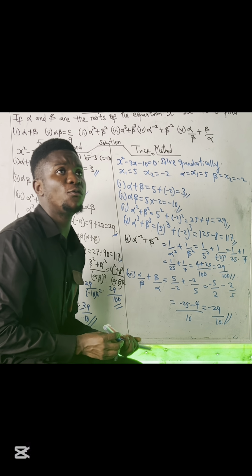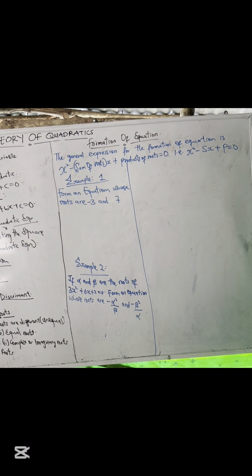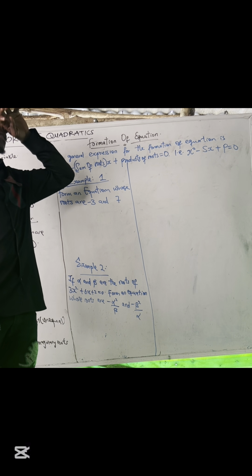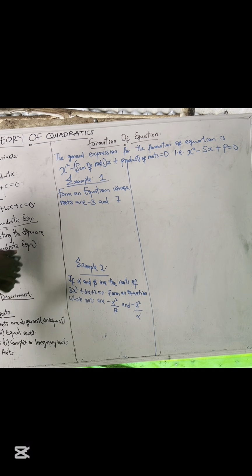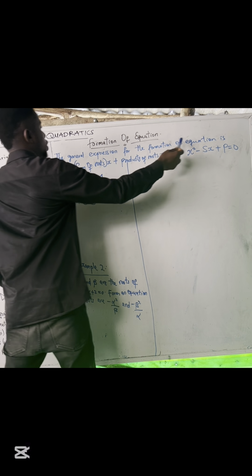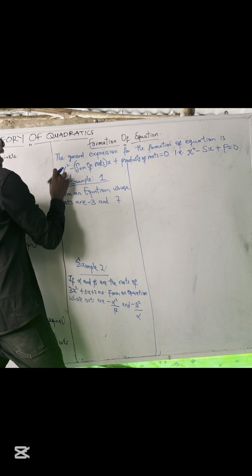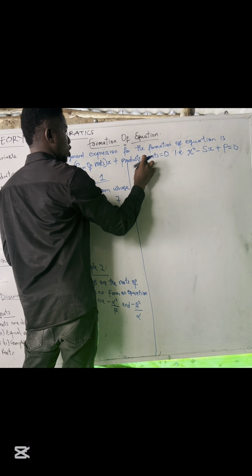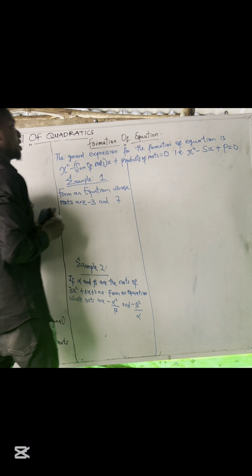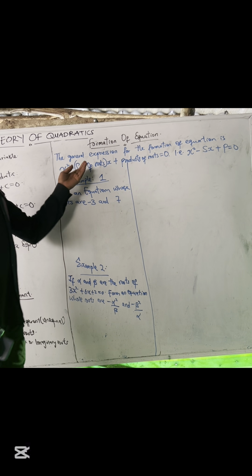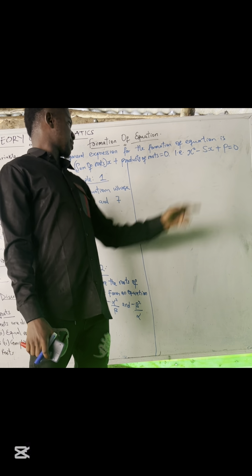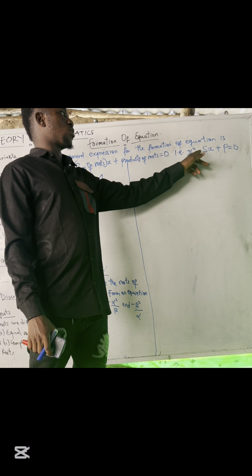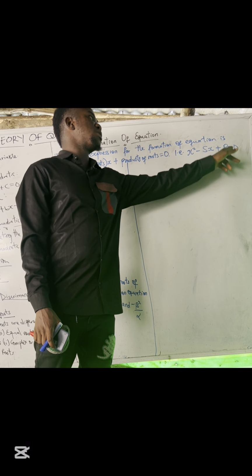Let's move on to how to formulate an equation. So therefore, guys, we have the next topic, which is formation of equation. How do we form an equation? So you have to know that the general expression for the formation of an equation is given as x squared minus sum of roots x plus product of roots is equal to 0. So there is a short form for this. The sum of roots can be written as S, the product of roots as P. So that simply means x squared minus Sx plus P is equal to 0.